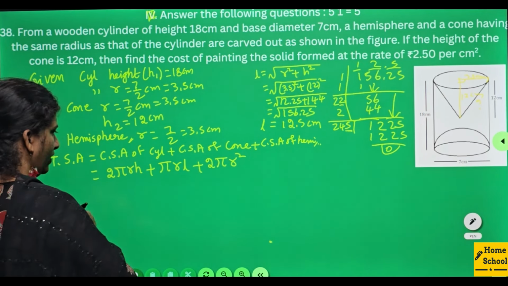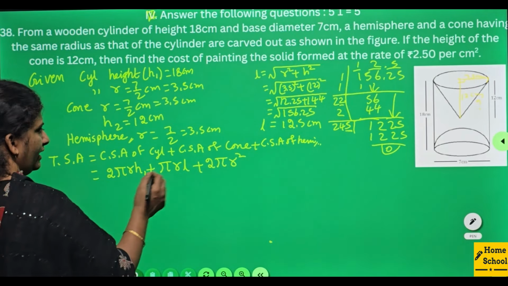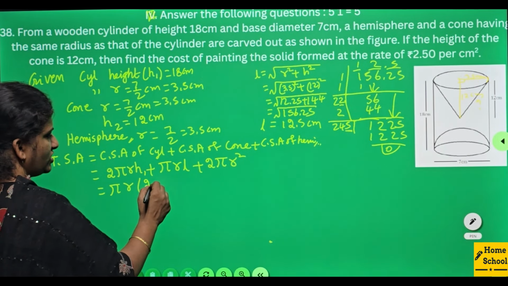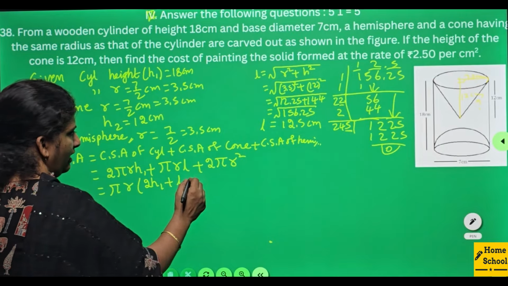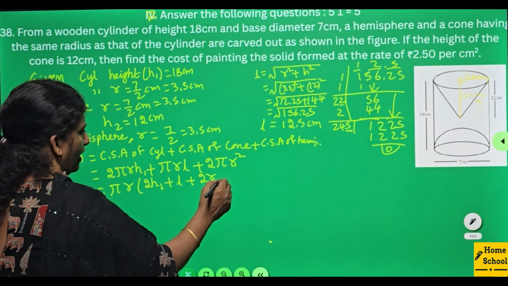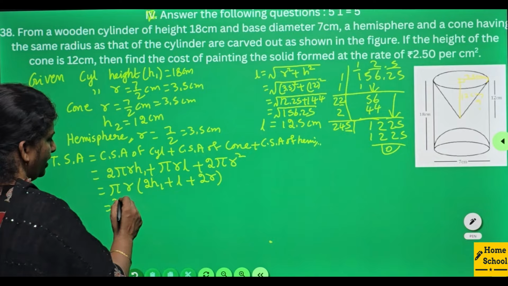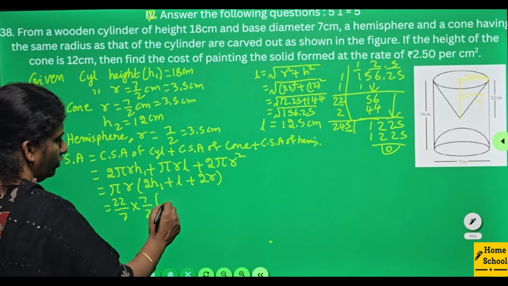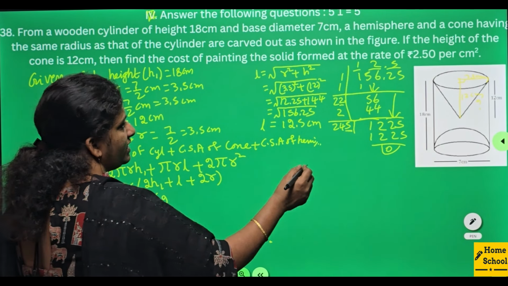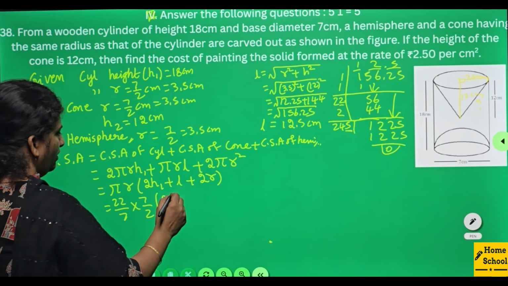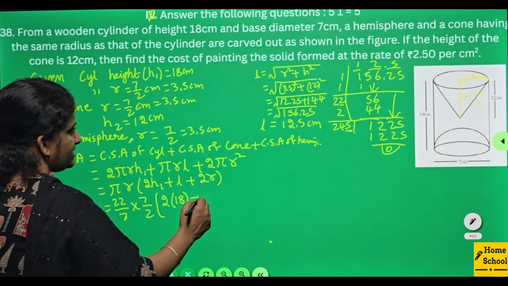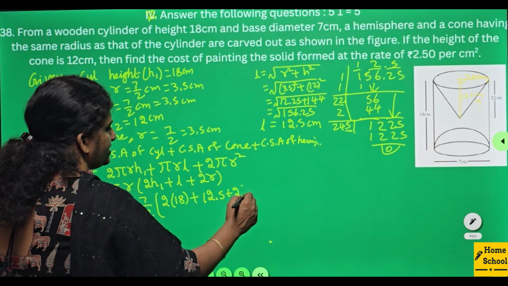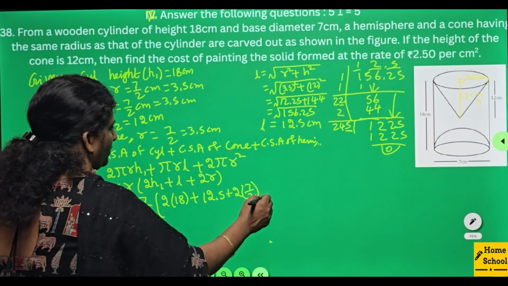You can take anything common. Yes, I can take pi r common. Take out pi r common: 2h1 plus L plus 2r. Pi is 22 by 7. R value is 7 by 2 into h1. h1 is the height of the cylinder, 2 into 18 plus slant height 12.5 plus 2 into radius, which is again 7 by 2.